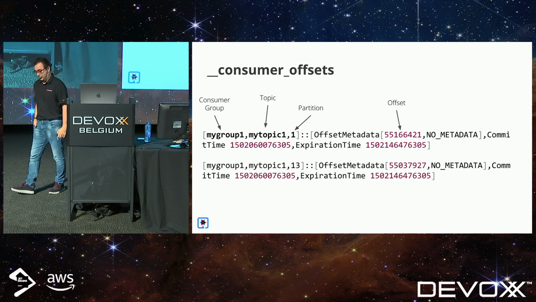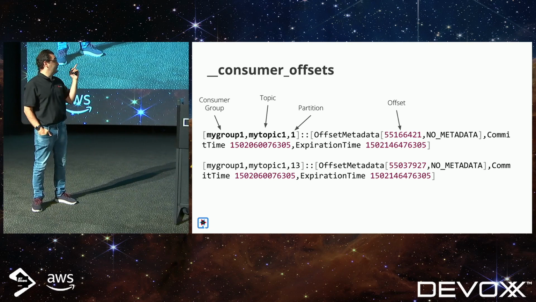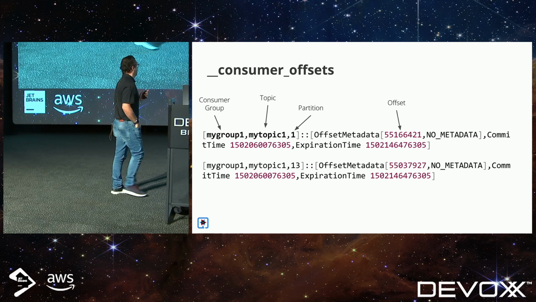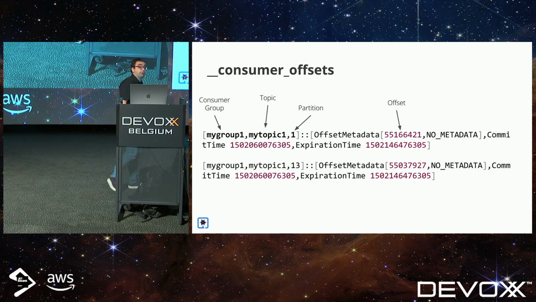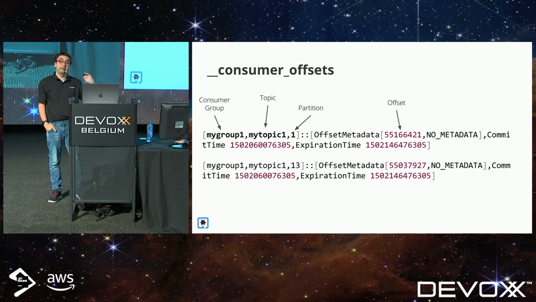Because it's a compacted topic, it's a specially serialized thing. Basically, you can read it like this: the first tuple is consumer group, topic, partition, then the offset and metadata, where you have the offset here with no metadata attached, and so on. It's not very interesting, but in case you really want to look into that topic, you can. But again, this is Apache Kafka specific. Other implementations may use a different mechanism.